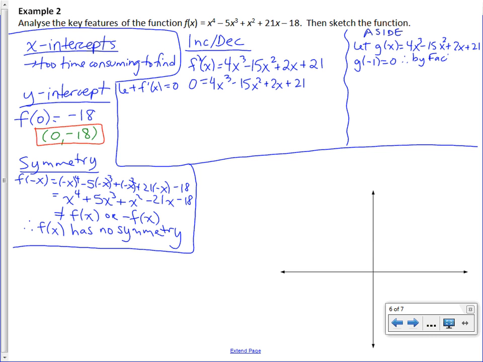Therefore, by factor theorem, I was annoying. I made my students write that. Okay. Therefore, by factor theorem, something is a factor. So what's the corresponding factor? If negative 1 worked, then if I plug negative 1 in, I get 0. X plus 1 is a factor. Okay. So if x plus 1 is a factor, can I use that to find the other factor?